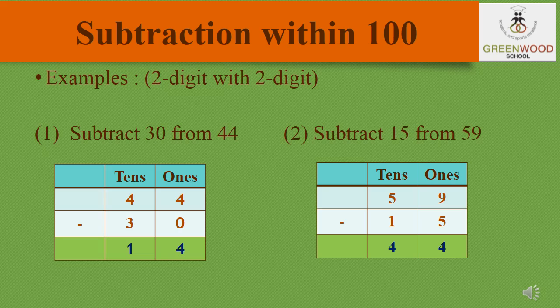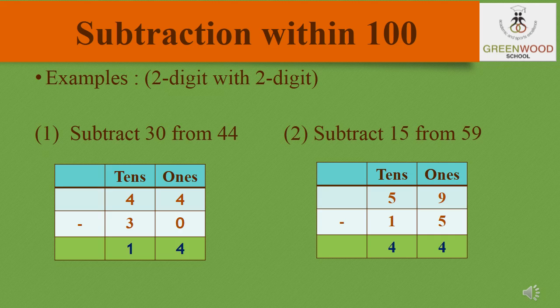Subtract 15 from 59. So first we will write the number 59 and then 15. First subtract the ones, that is 9 minus 5. Take out 9 fingers, out of which fold 5. 1, 2, 3, 4, 5. Fold the 5 fingers. Now how many fingers are remaining? Count that. 1, 2, 3, 4. So 9 minus 5 is 4.